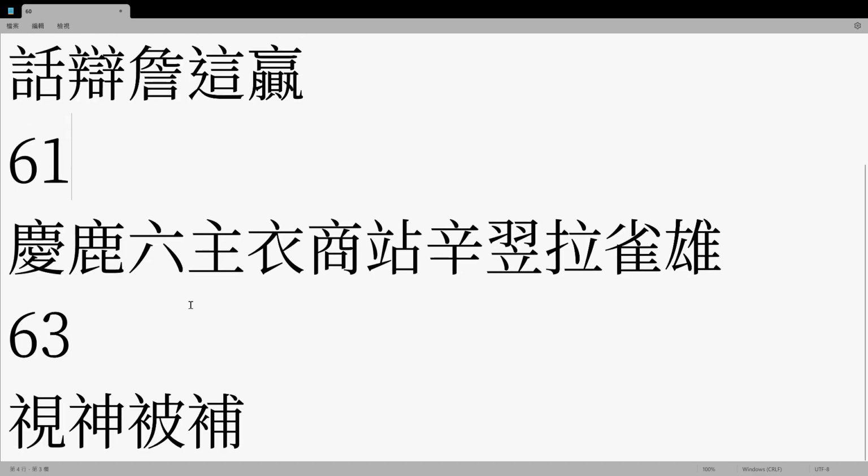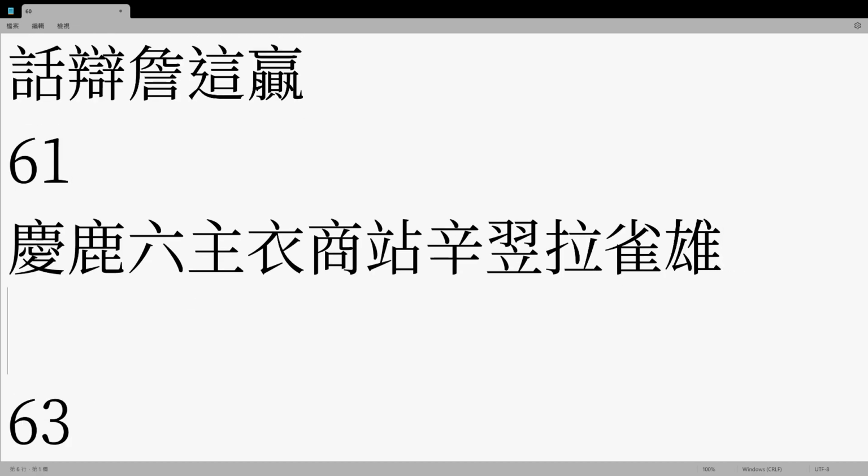Okay, continue. Let's go to 6 1. And the first 6 1 radical is right here. The 6 dot begins and goes all the way to this stroke in the middle. So if you don't look at these two radicals, the upper part is 6 1 because it begins with 6 dot and ends with 1 horizontal.